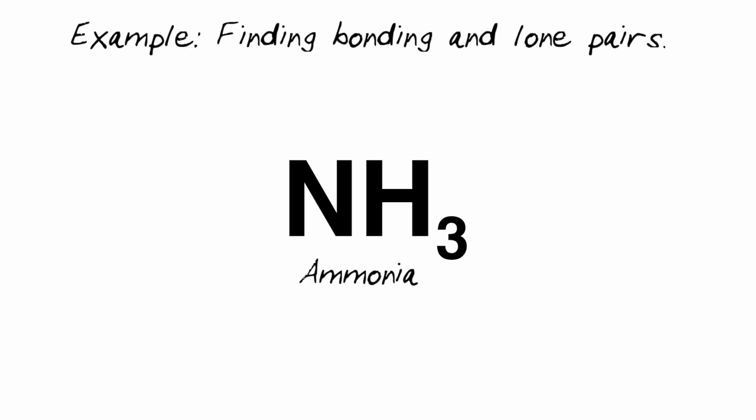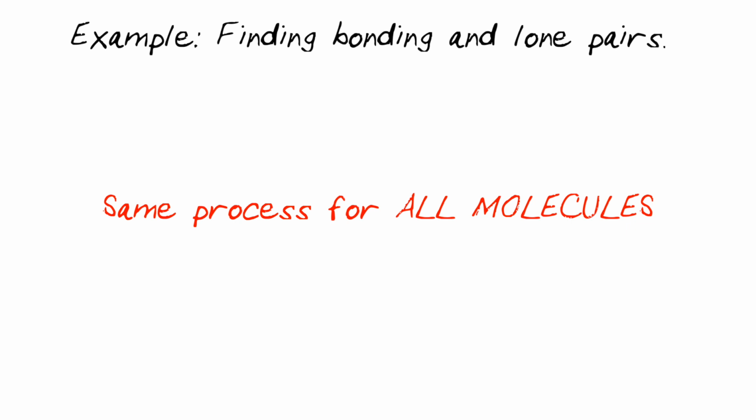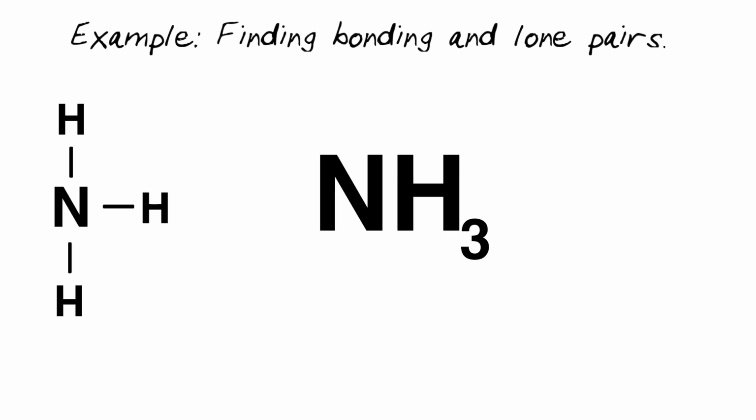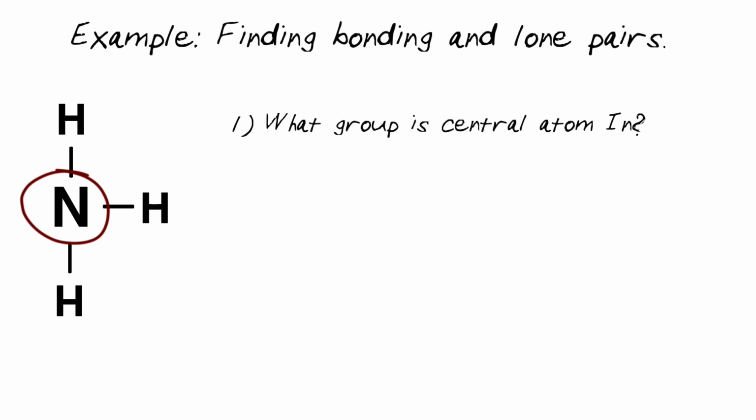We'll take ammonia as an example, but this is exactly how you find the pairs of electrons on any molecule. First, look at the central atom. What group is it in the periodic table? That's how many electrons it has in its outer shell when it's by itself. Nitrogen is in group 5.